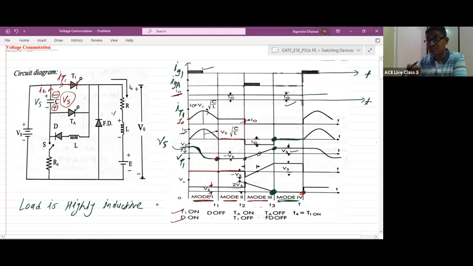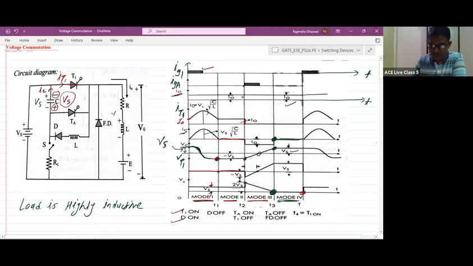What about the IC? The capacitor is not discharging, so IC will be 0 now, because current is not flowing in the capacitor branch. IC is 0, VC is minus Vs. Now only one loop will be active, that is the outer loop. So load current will be flowing from Vs, thyristor T1, load. And load current is a constant because the load is highly inductive. So your thyristor T1 current is only I0 during mode 2.